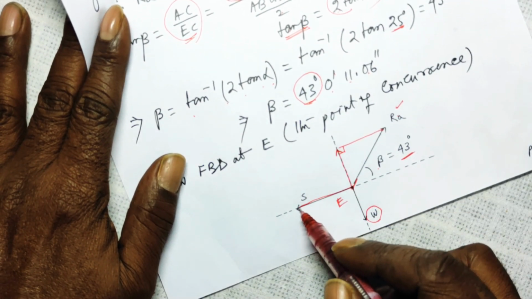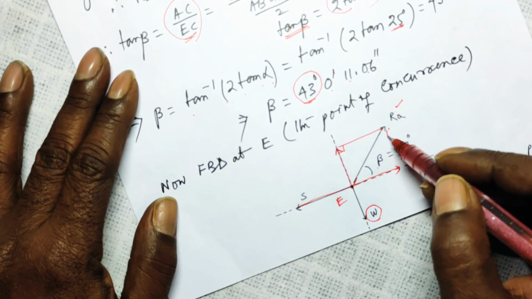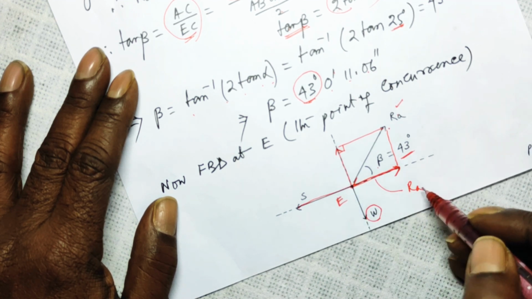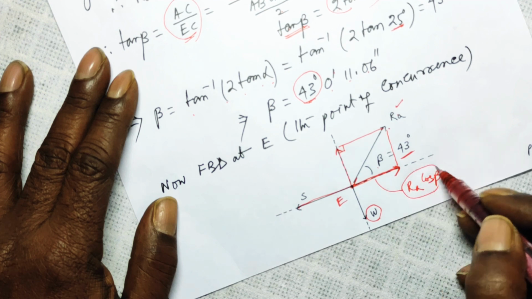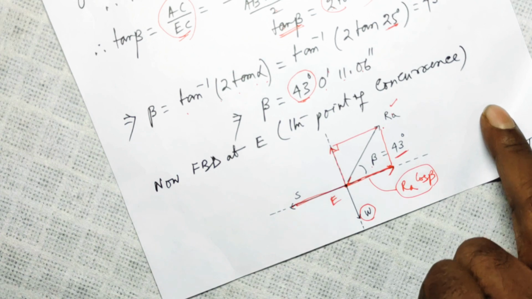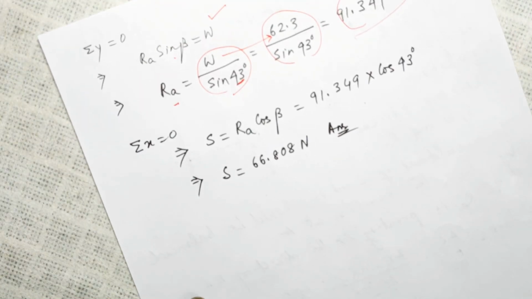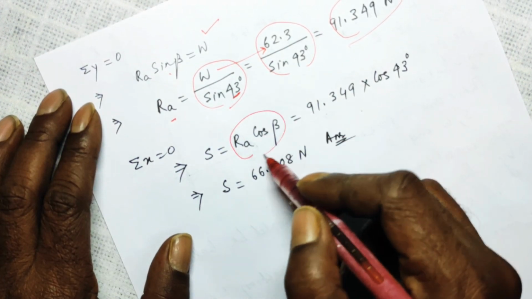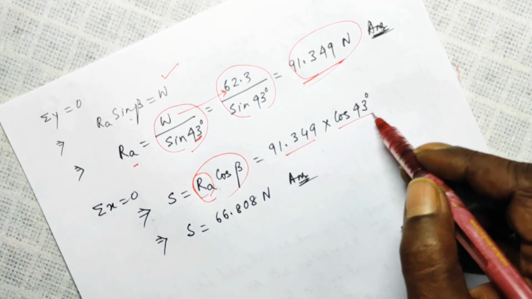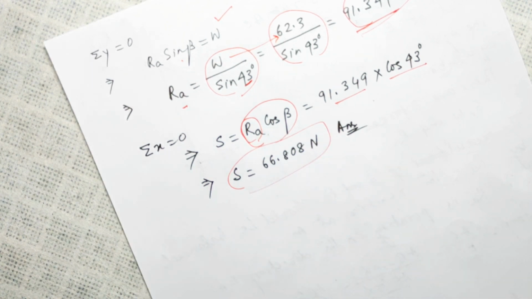Then apply sigma x equal to 0. This is already along the negative x-axis. So the component of RA to this side, if you drop a perpendicular, will be RA times cos beta, and that is opposite to S. If their magnitudes are equal, it will be in equilibrium. So applying sigma x equal to 0, S is equal to RA cos beta. Since RA is just found, put the value of RA and cos of 43 degrees. So S comes out to be 66.808 Newton.